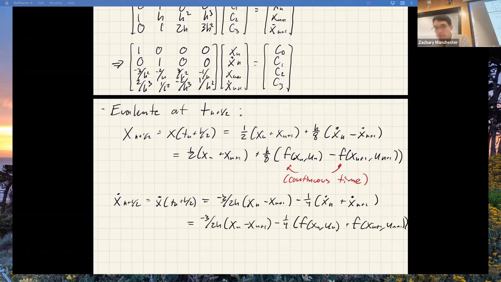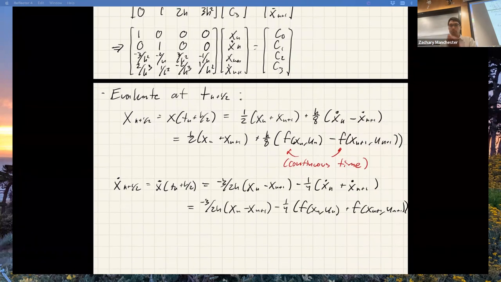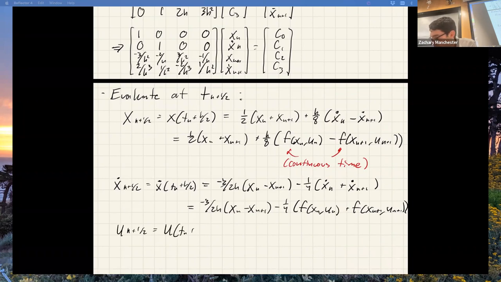And now the other thing I'm going to do is evaluate the u's at the midpoint. So I've got u at k plus a half, again tk plus h over 2. And this guy is just linear interpolation, remember? So this is super easy. We just average uk and uk plus 1.